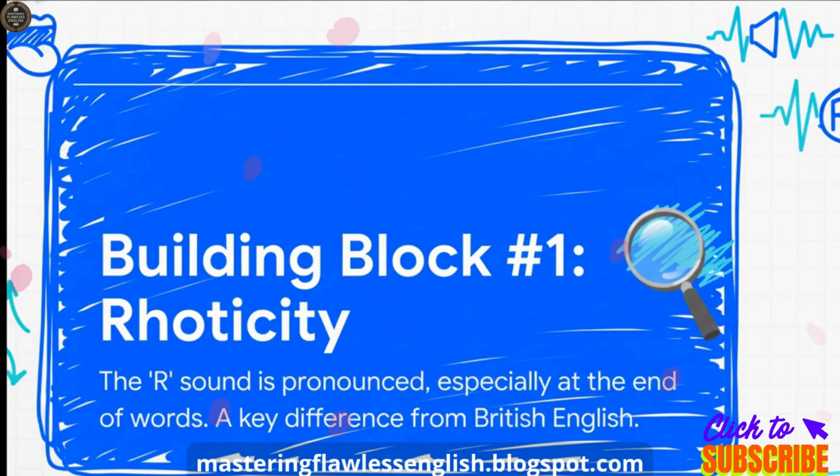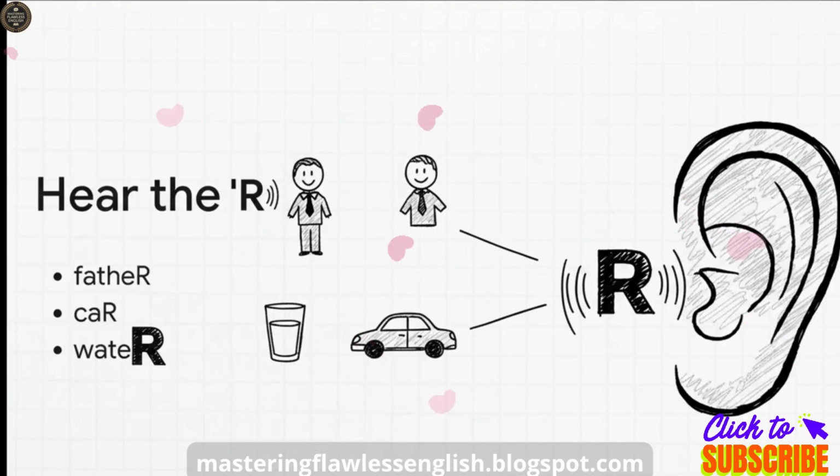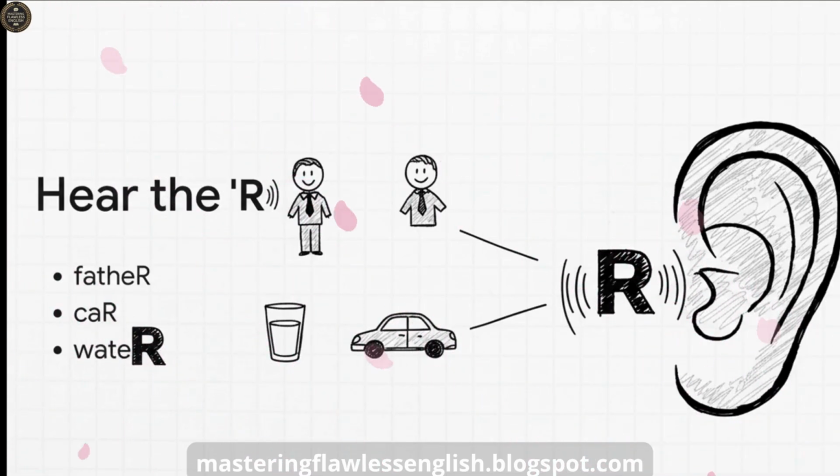Okay, let's listen for it. Notice that hard R sound at the very end of these words. Father, car, water. That little sound at the end, that is the sound of rhoticity in action. Now for a real game changer, the flap T.